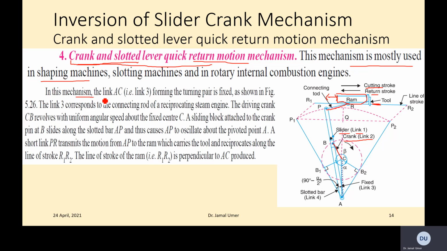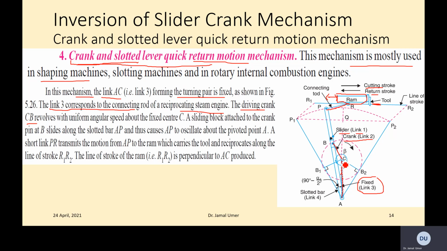In this mechanism, the link AC, so this is A and this is C up here, forming the turning pair, is fixed. That's why you have these small lines here. The link 3 corresponds to the connecting rod of a reciprocating steam engine. So this is the same link, the fixed link is 3. This is representing the connecting rod of a reciprocating steam engine. The driving crank is link 2.